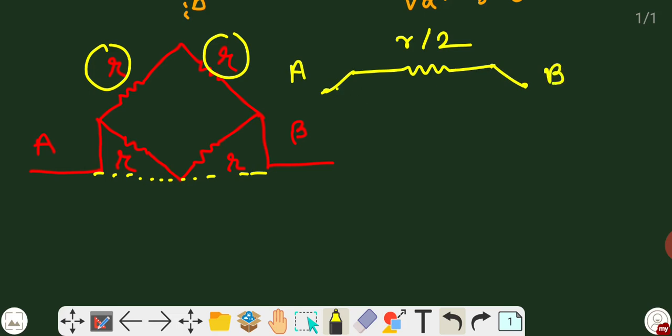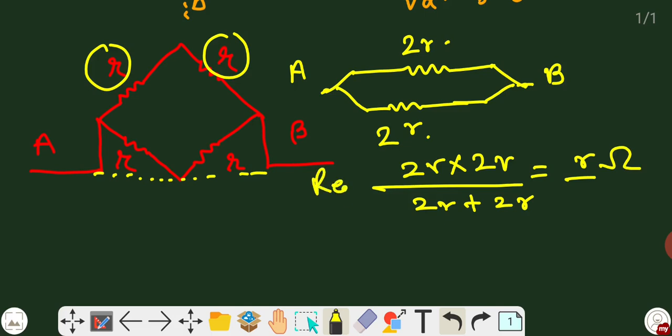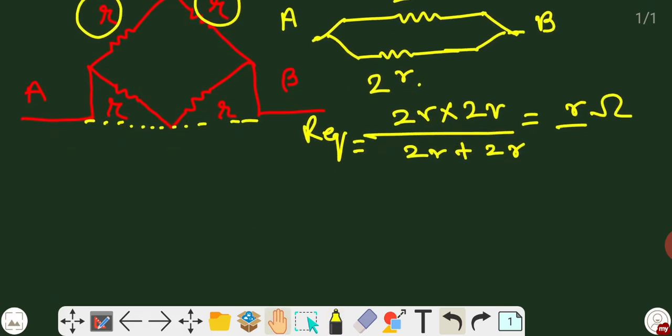Okay, now at this point, oh sorry, both are in series, my mistake. So just put it 2R and it is also 2R. Now this 2R and 2R are in parallel with respect to each other. So 2R into 2R upon 2R plus 2R is what we get, that is simply R ohm. So R equivalent is R ohm.